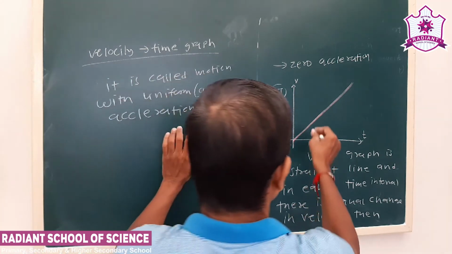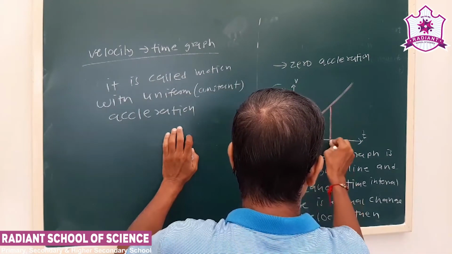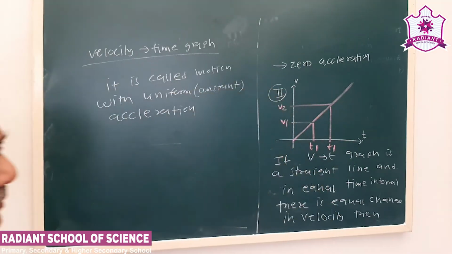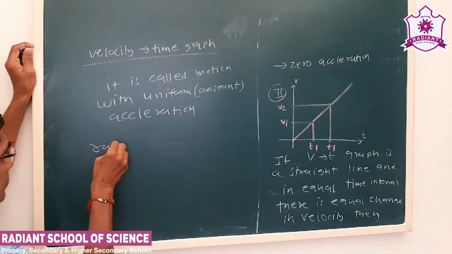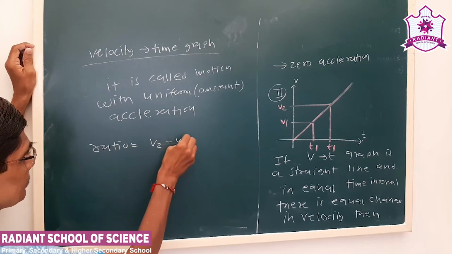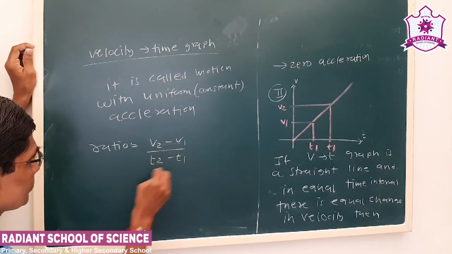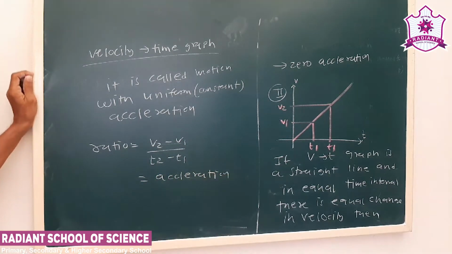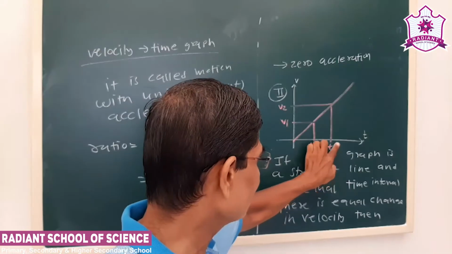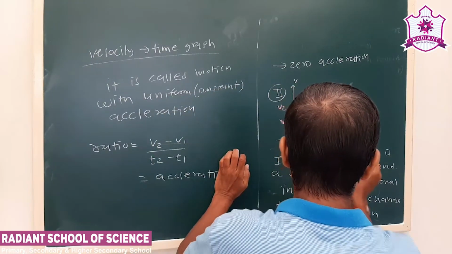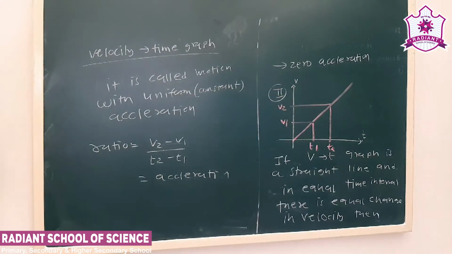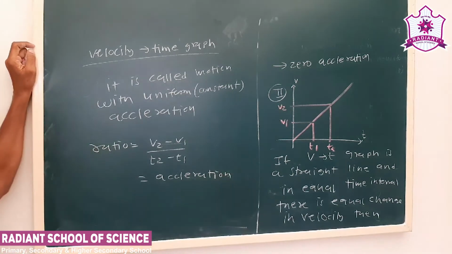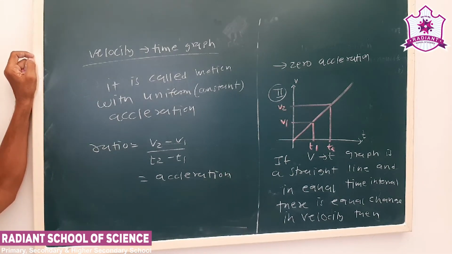Here also, see, in equal time intervals the change in velocity will also be equal. So it is called motion with uniform acceleration or constant acceleration.